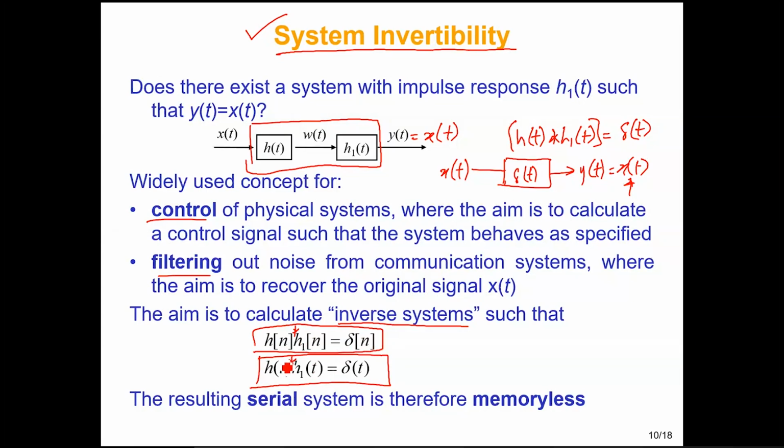Same is true here. If you have to find the inverse of h of t, we'll see that h of t convolved with what is going to give delta t. It is just a check to see whether this h1 is really an inverse of h of t, or h1 of n is really an inverse of h of n. So if the convolution of these two ends up giving us an impulse, that means they are inverses of each other.